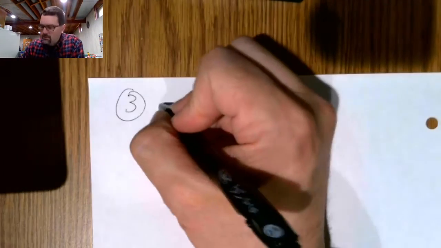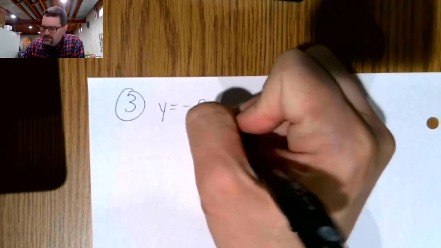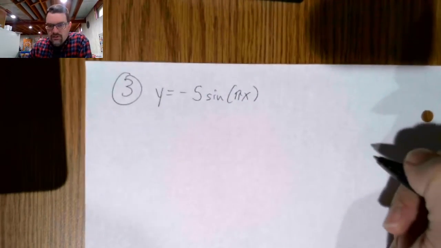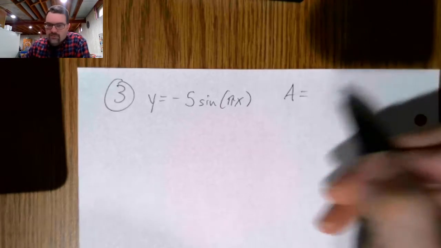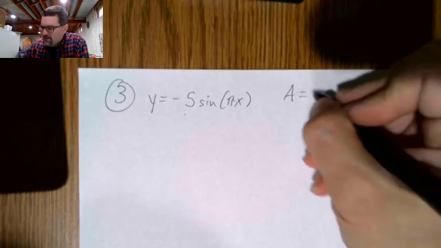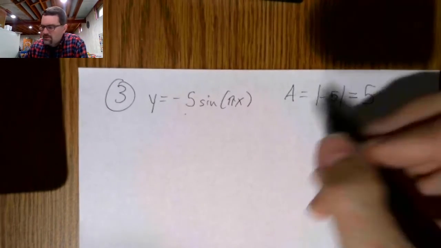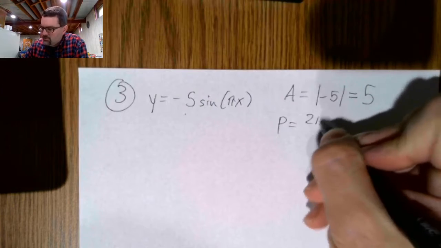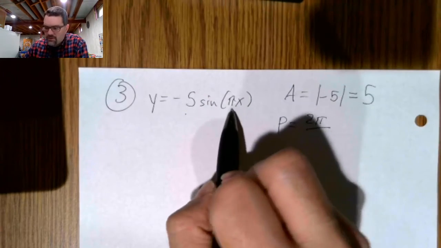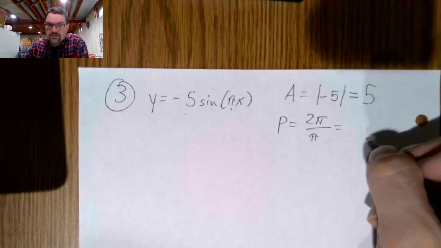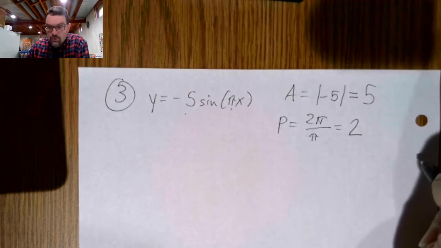Number 3 in the group exercises. Y equals minus 5 sine of pi x. Okay, so amplitude. Alright, we got a negative 5 in front, but amplitude is always a positive number, so positive 5. Period, 2 pi over whatever that number is, and it's pi, which is also actually really nice, because the pi's cancel and our period is just 2.